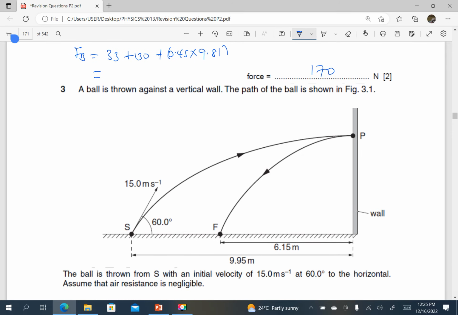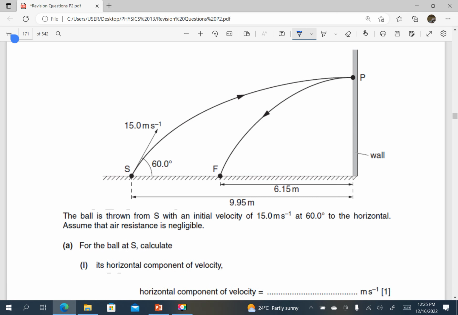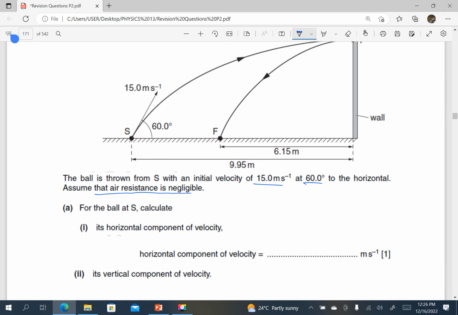Okay, a ball is thrown against a vertical wall. The path of the ball is shown here. The ball is thrown from S with the initial velocity 15 meters per second at an angle of 60 degrees to the horizontal. Assume that air resistance is negligible. For the ball at S, calculate the horizontal component of velocity.